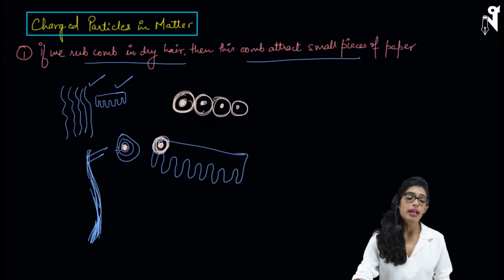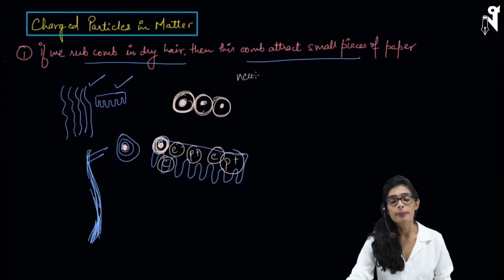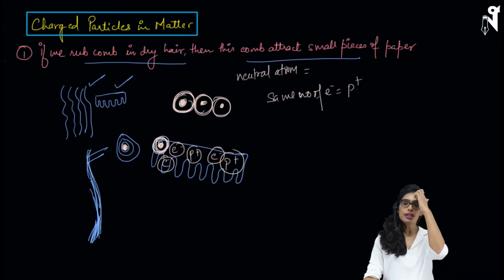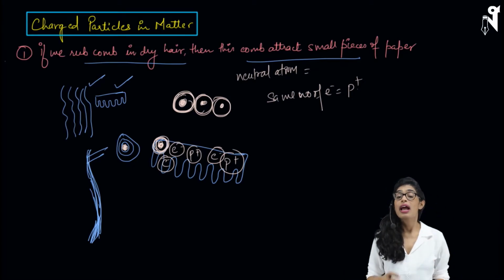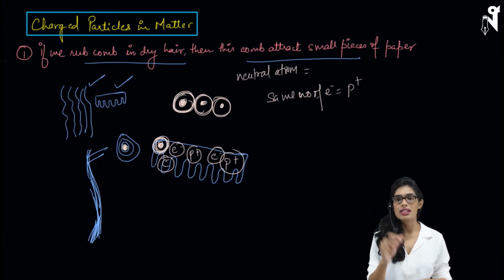Or rather than drawing the atoms, I can just simply mention these using electrons and protons. So the number of electrons and protons will remain the same because this doesn't have any charge right now. All of us know that a neutral atom will have the same number of electrons and the same number of protons. So initially, hair has its own atoms, comb has its own atoms, and each will have an equal number of protons and electrons, both in the comb as well as in the hair.